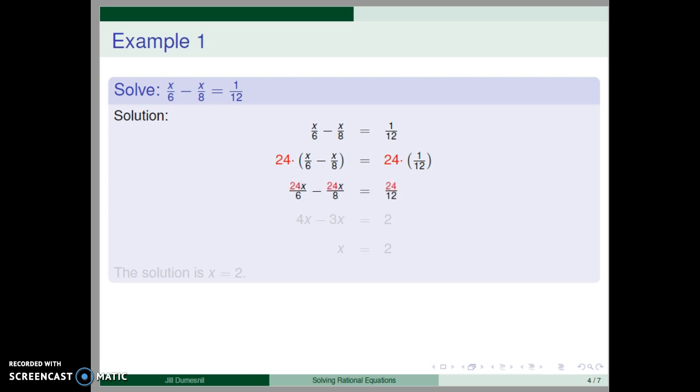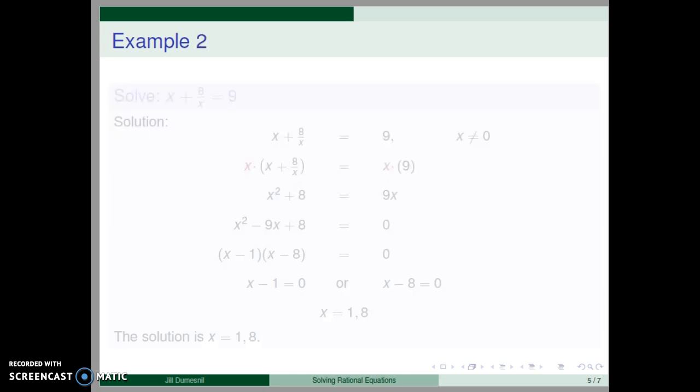Next, we distribute 24 on the left-hand side of the equation. Notice that we've multiplied by 24 in order to clear all fractions, so each resulting fraction will reduce nicely, resulting in a polynomial equation. Solving this polynomial equation, we get that x equals 2. A check in the original equation confirms that x equals 2 is a solution to the equation.